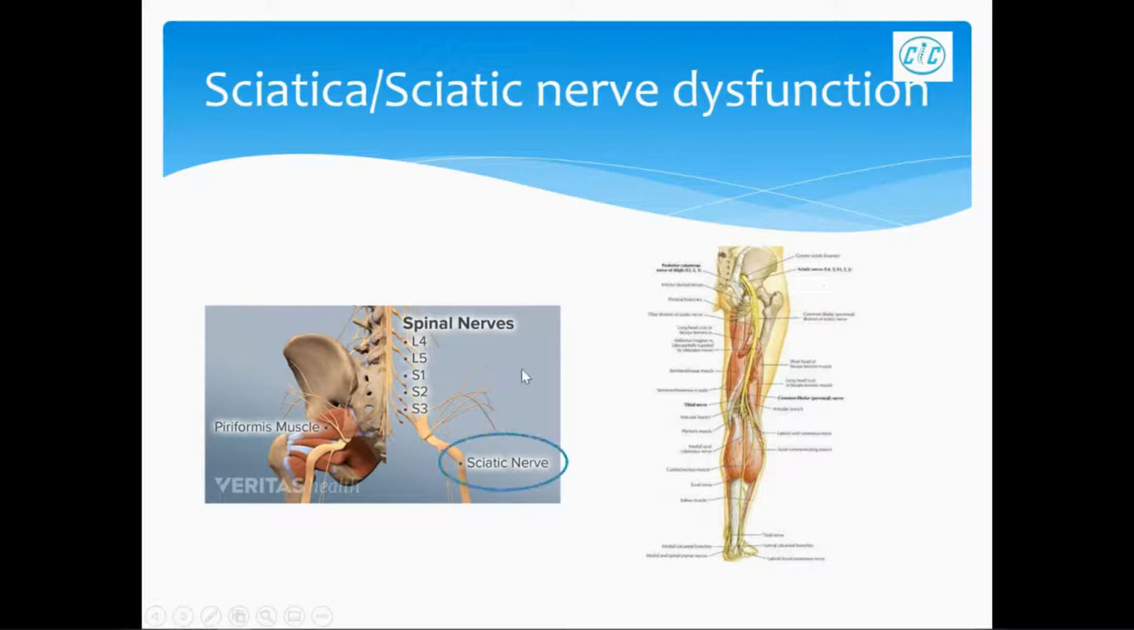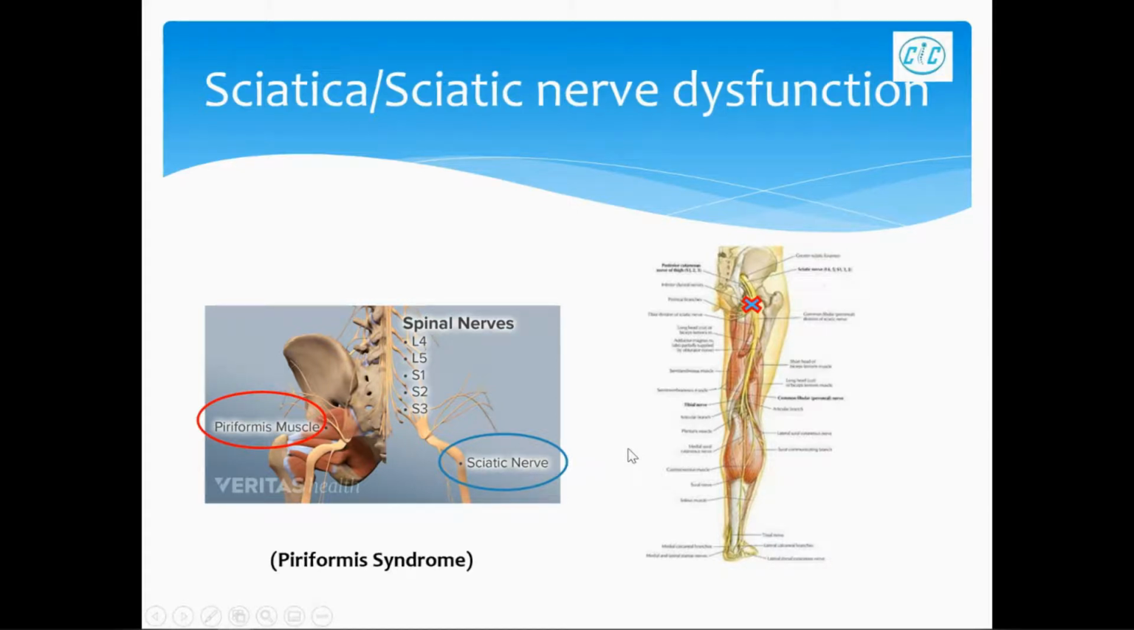And here is the sciatic nerve. How can this sciatic nerve be irritated? Many times you see that it is because of this muscle that we talked about on the previous slide, which is called the piriformis muscle, that has attachment to the sacrum and also to the side of the hip joint. And here is the sciatic nerve that is sitting right here and has a distribution that goes all the way to the foot.